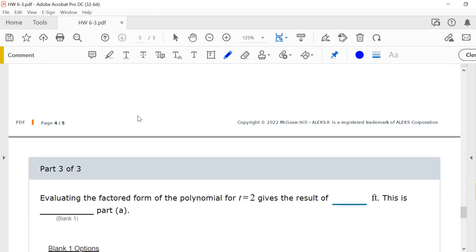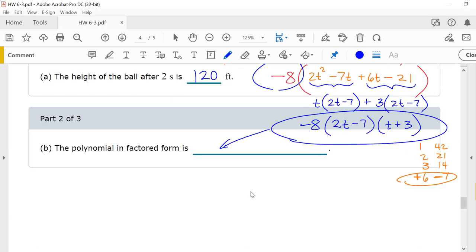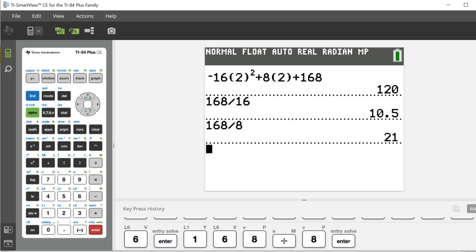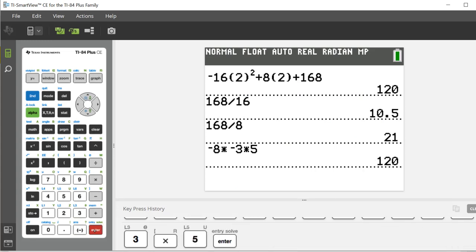Now I'm supposed to plug in t equals negative 2. No, sorry, t equals 2. If I plug t equal 2 in, I get negative 8 times 2 times 2 minus 7, 2 plus 3. Negative 8, 4 minus 7 is negative 3. 2 plus 3 is 5. Negative 8 times negative 3 times 5 is 120.